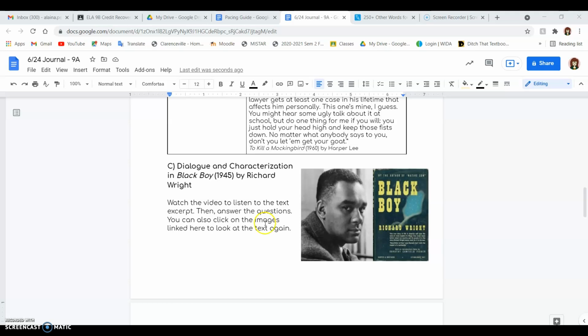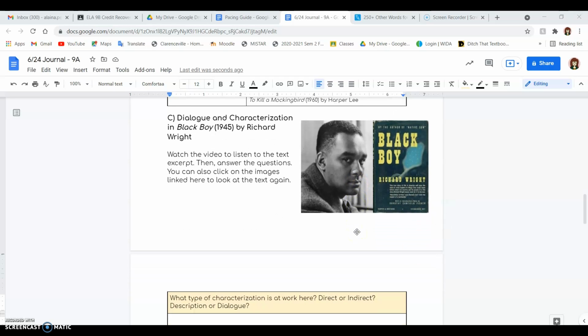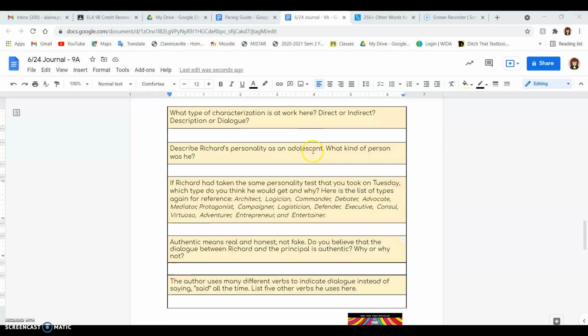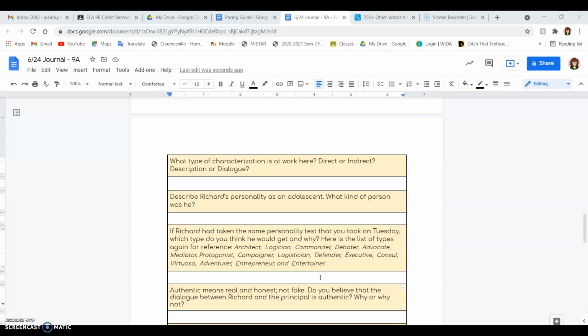So the first one is called Black Boy by Richard Wright. It is his memoir, and he's one of my favorite authors. He wrote this book called Native Son that I really like. So I'm going to read you the text sample, and then after that, you guys can have some time to try and answer these questions together.